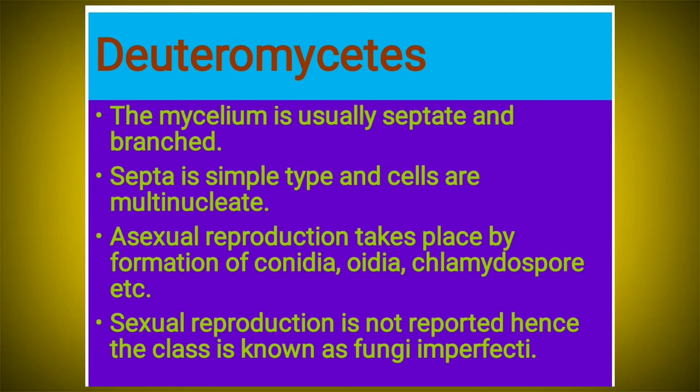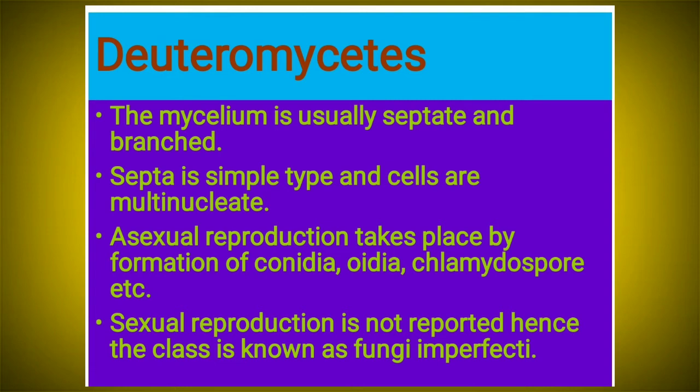Now this is another important class, also called fungi imperfecti, the Deuteromycetes. Here the important characteristics are that the mycelium is septate and branched. The septa are of the simple type and cells are multinucleated. Asexual reproduction takes place by the formation of conidia, oidia, chlamydospores, etc. And the most important one is that sexual reproduction is not reported. Hence, the class is known as fungi imperfecti.